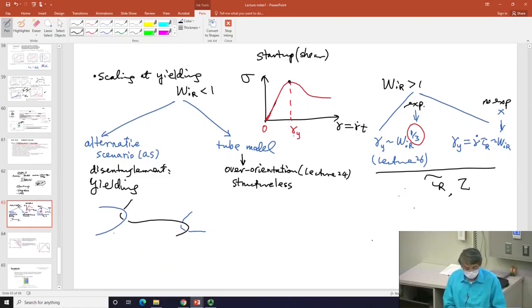Let me see what else we have. So this is topic 1 under startup. Topic 2 under startup, I probably need to turn another page now, is whether you have localized yielding or not.